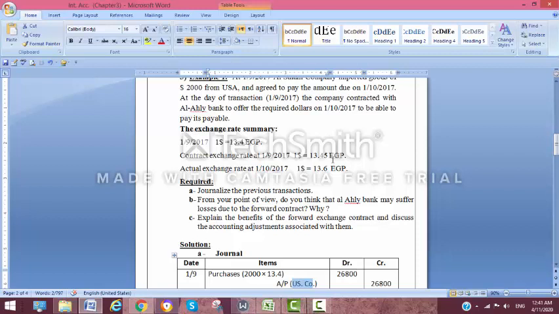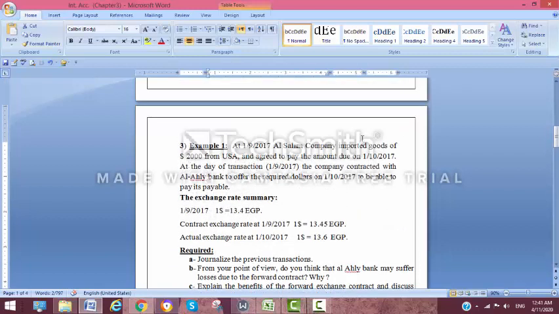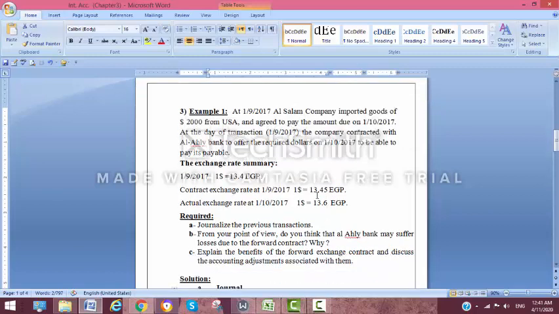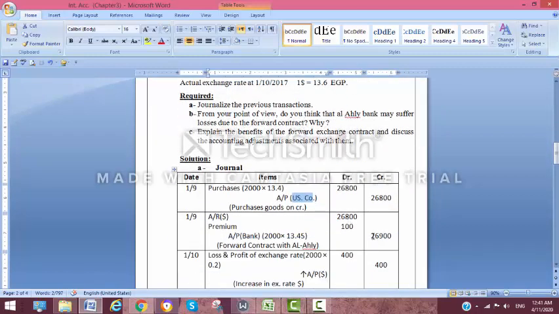For the purchases of the inventory, $2,000 multiplied by 13.45 equals 26,900 Egyptian pounds by credit, accounts payable. Come, let's explain this.